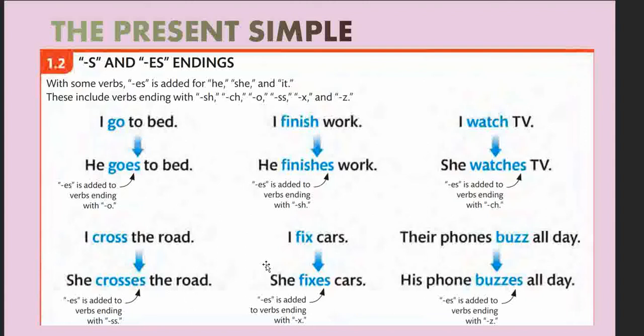She crosses the road. I fix the car. As per the rule, the verb is ending with x, so it will take es. She fixes the car. Es is added to the verb ending in x. Their phones buzz all day. It is z, single z or double z. It will take es. His phone buzzes all day. Es is added to the verb ending with z. Let us proceed further.